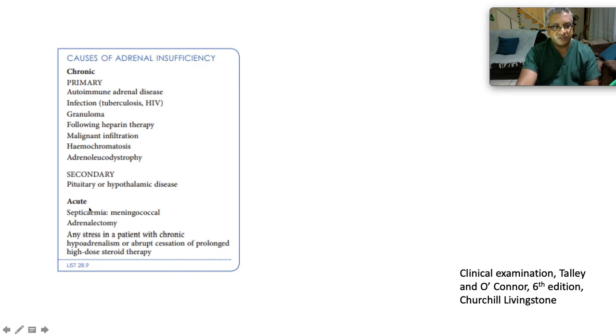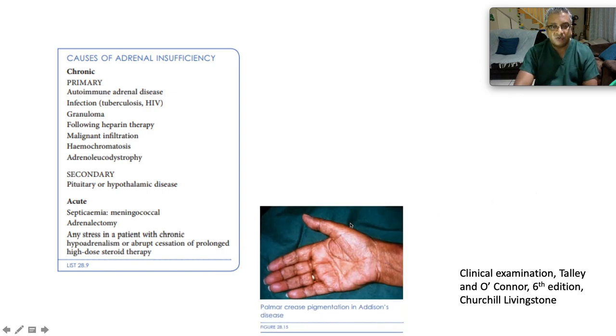Acute causes of adrenal insufficiency include septicemia, right? Meningococcal septicemia, Waterhouse-Friderichsen syndrome, happens in the acute form of adrenal insufficiency, along with post-adrenalectomy, basically any stress in a patient with chronic hypoadrenalism, or abrupt cessation of prolonged high-dose steroid therapy.